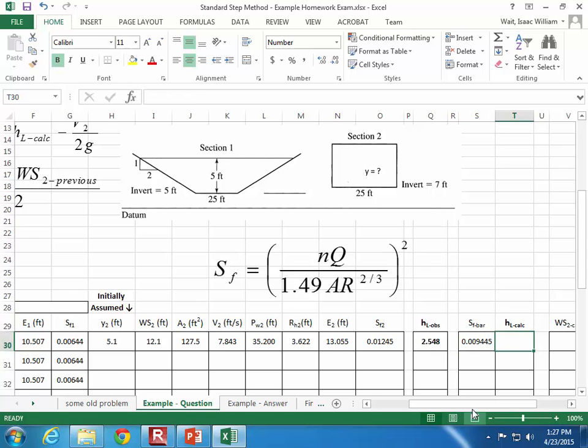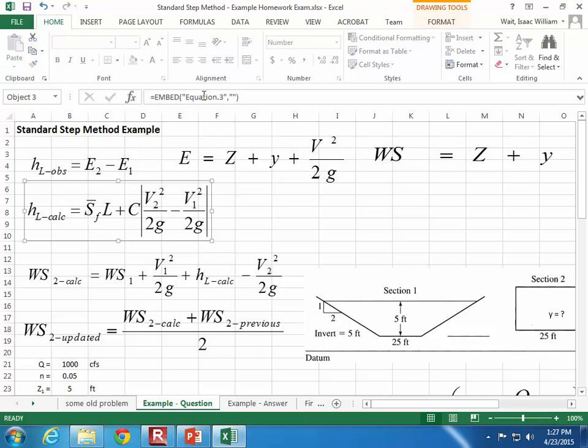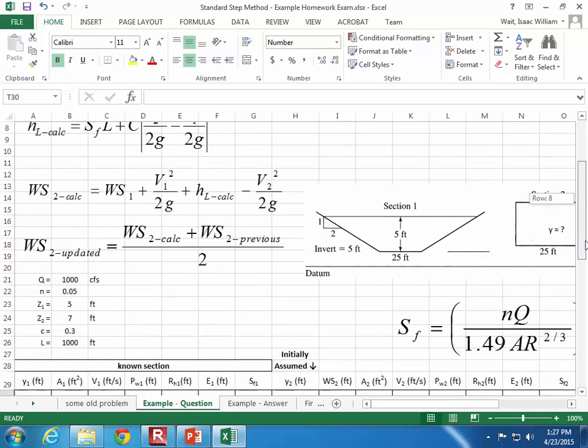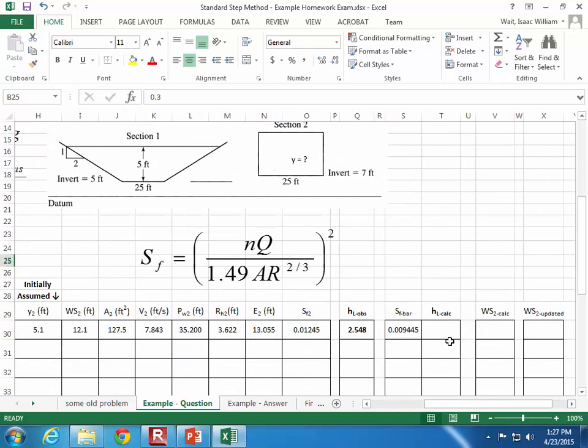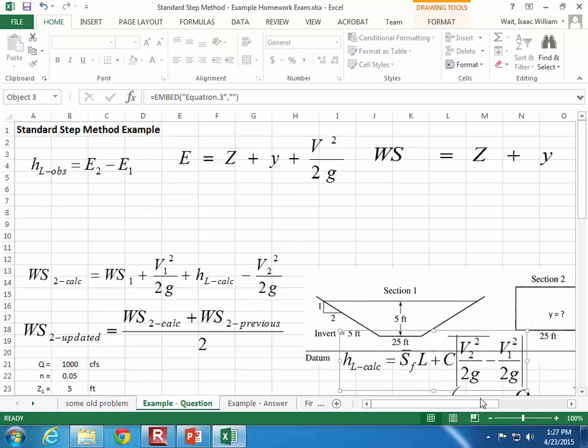And so now the calculated head loss is the slope of the average energy grade line times L, the distance between the two. And L here is 1,000 feet, since they're 1,000 feet apart. And then it's taking into account the local losses due to the transition. So the C value, the transition coefficient that's given, is 0.3, and we're going to have the difference in the velocity heads too. So this one, I'm going to drag it down so we can refer to the equation as we're typing it in.